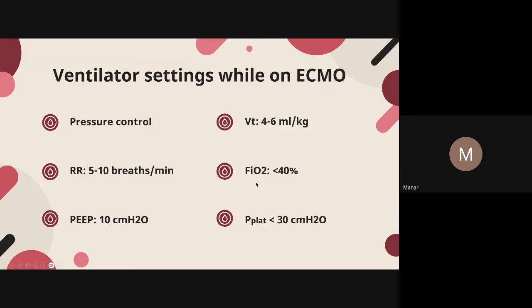And then the FiO2, we'd want to keep the FiO2 as low as possible. So if we can keep it to 21, that's perfect. If we can't, we're going to try and keep it less than 40%. And then, of course, we have to monitor the plateau pressure at less than 30. And it's even better if the plateau pressure is less than 25 because even 1 centimeter of water can make a difference in the ICU stay and the weaning of the ECMO device.